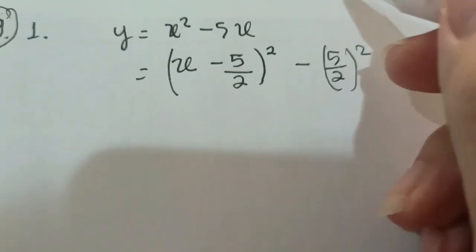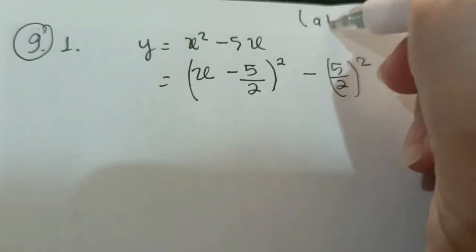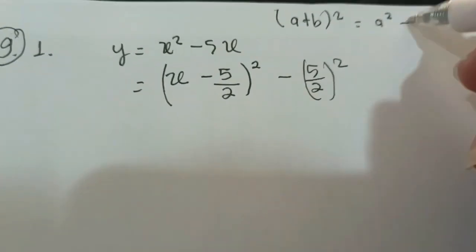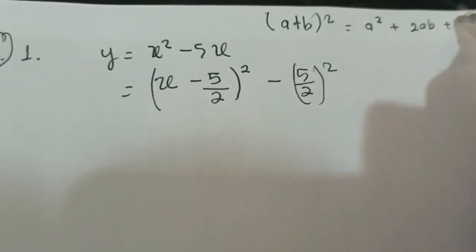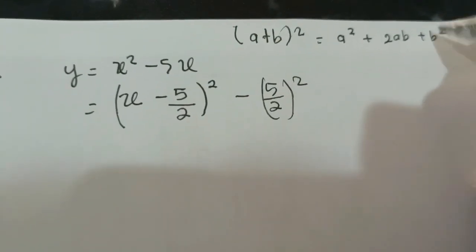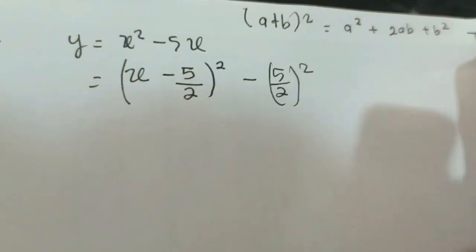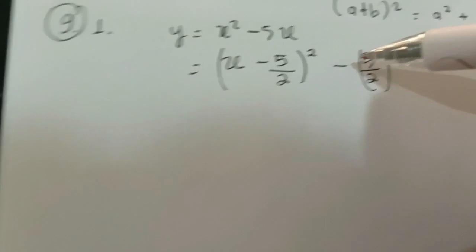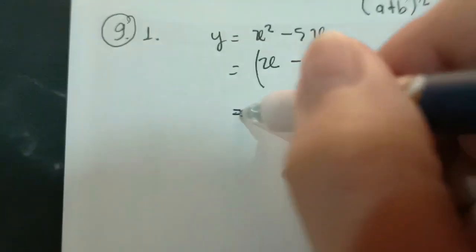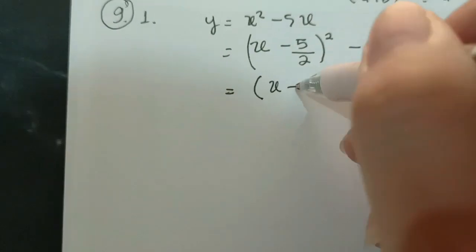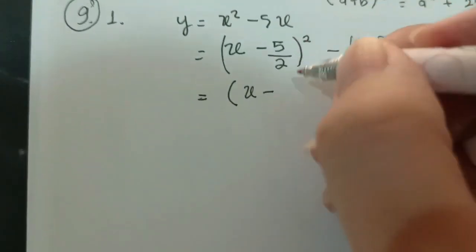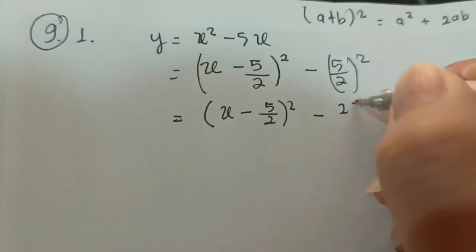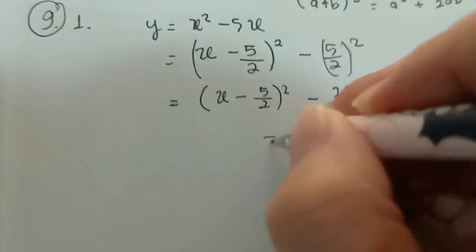Because as I mentioned before, in this form, a plus b quadrat, there will be a quadrat plus 2ab plus b quadrat. We don't need this b quadrat. That's why we are going to minus b quadrat. Same over here. Equal, in the bracket, x minus 5 per 2 quadrat minus 25 per 4. Finished.